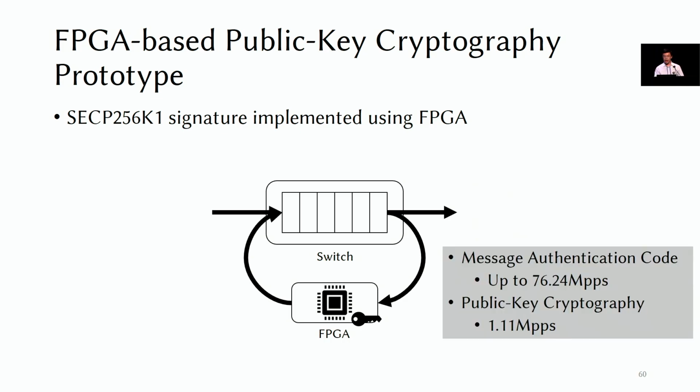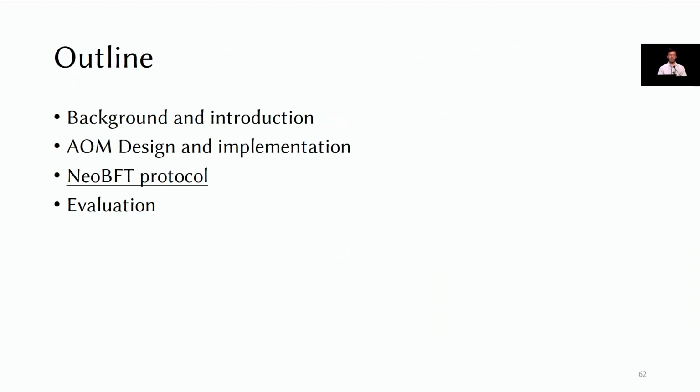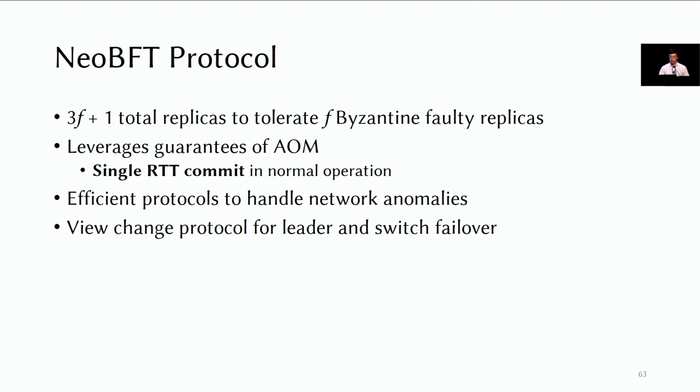Both implementations provide the desired authentication, and they are efficient enough to support the AOM-based replication protocol, which we are going to talk about next, the NeoBFT protocol. Same as the standard BFT setup, the NeoBFT protocol needs 3F+1 total replicas to tolerate F Byzantine replicas. At the same time, it leverages the guarantees of AOM to realize single RTT commitment in normal operation, which I will show later. It also has efficient protocols to handle network anomalies and the view change protocol for leader and switch failover.